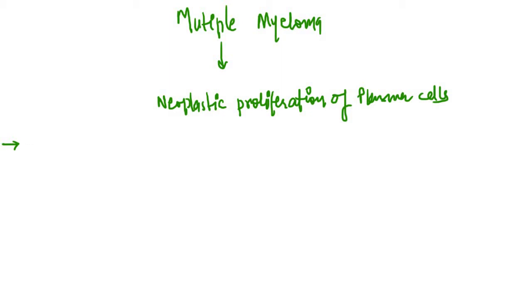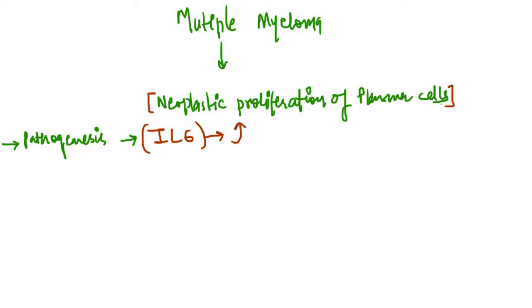Now if we talk about the etiopathogenesis, the exact pathogenesis of multiple myeloma is not known, but it is believed that multiple myeloma is caused by a high level of interleukin 6. It is seen that in multiple myeloma, the elevated level of interleukin 6 is driving the neoplastic proliferation of the plasma cells within the bone marrow. In fact, multiple myeloma is the most common primary malignant tumor arising within the bone marrow itself.